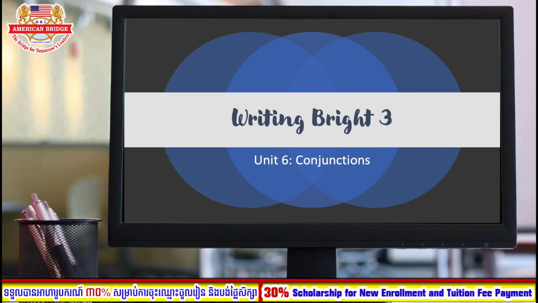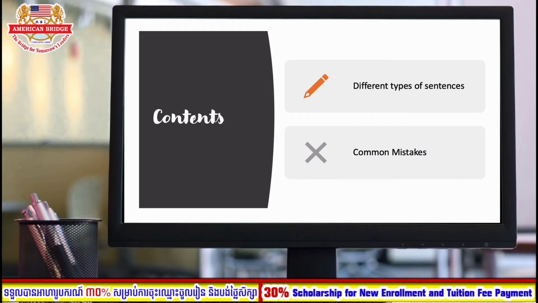So in this video lesson, we will focus on two main points. The first one, we will look at different types of sentences. Why do we look at these different types of sentences? Because as we have learned in the basic concept of conjunctions, they function to combine two clauses or two sentences together. So when two sentences combine together, it will become a different type of sentence. That is why you should understand the different structures of sentences.